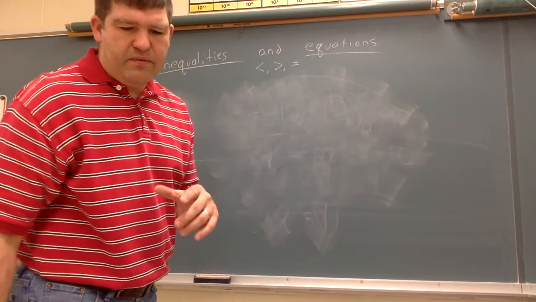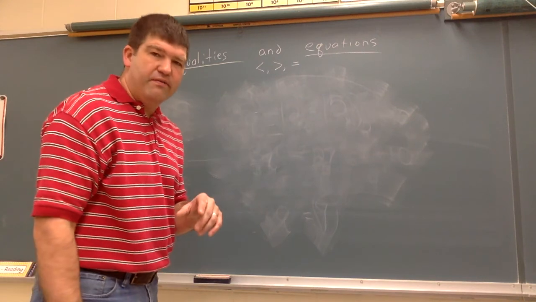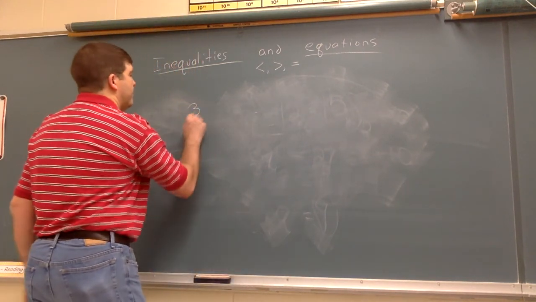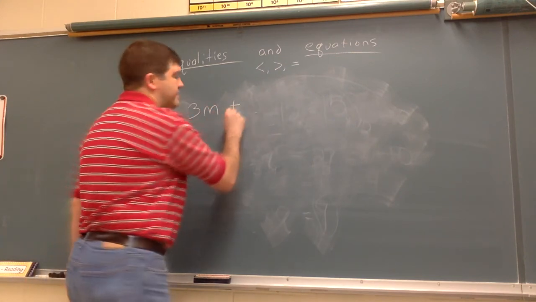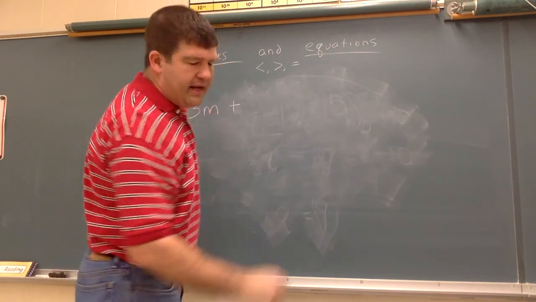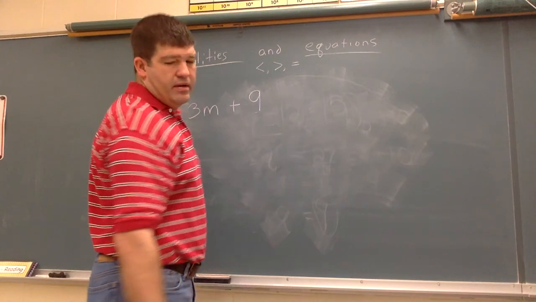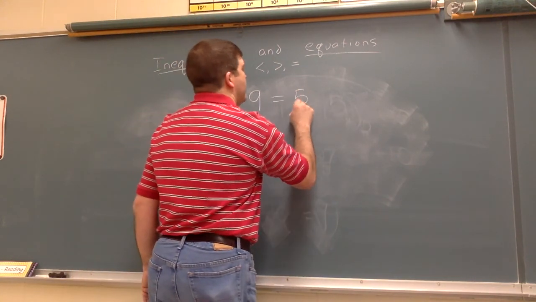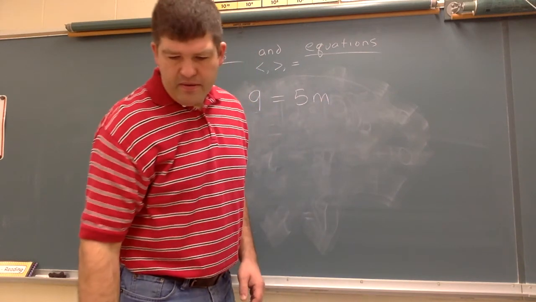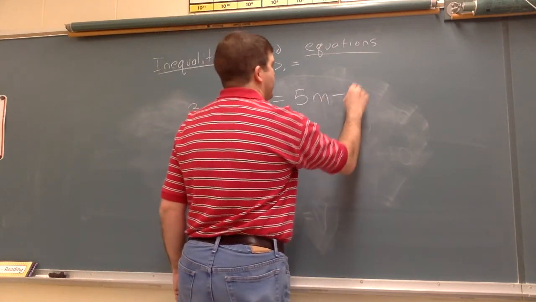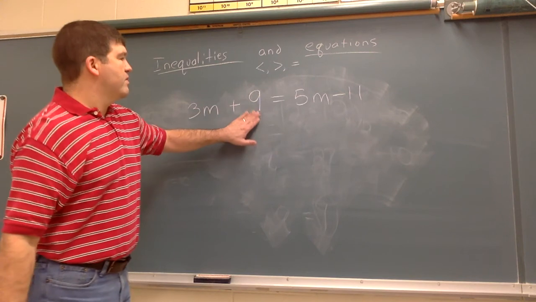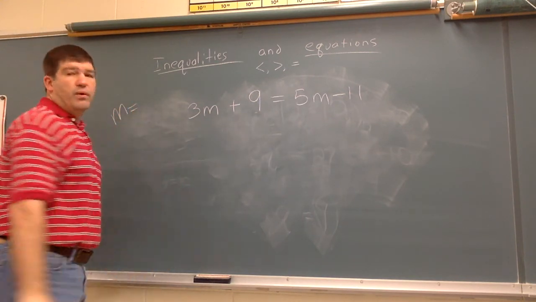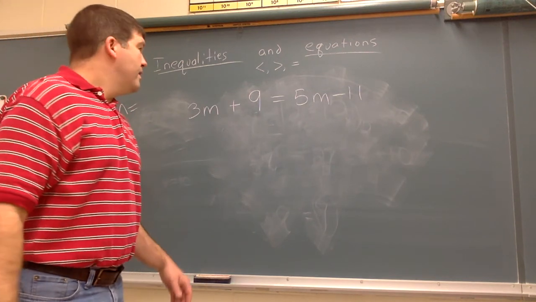This one's a little bit more intense, where you have a variable on each side. 3m plus 9, and then you have equals 5m minus 11. Okay, so I want to find out what m is. M equals what? I have to solve for m.